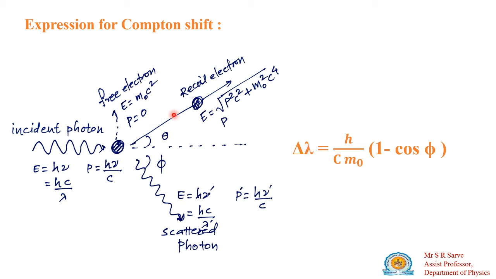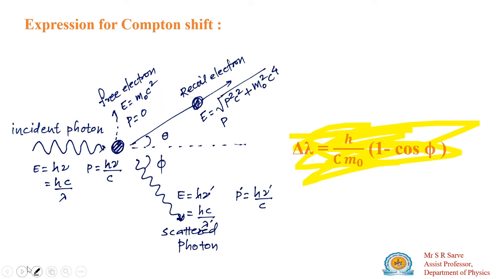Now we will learn how to obtain this expression. What is this expression? Del lambda is equal to h divided by m naught c. How will you obtain this expression? By using this diagram. When a photon is incident on the electron, the electron will get scattered in this direction and the photon will get scattered in this direction.